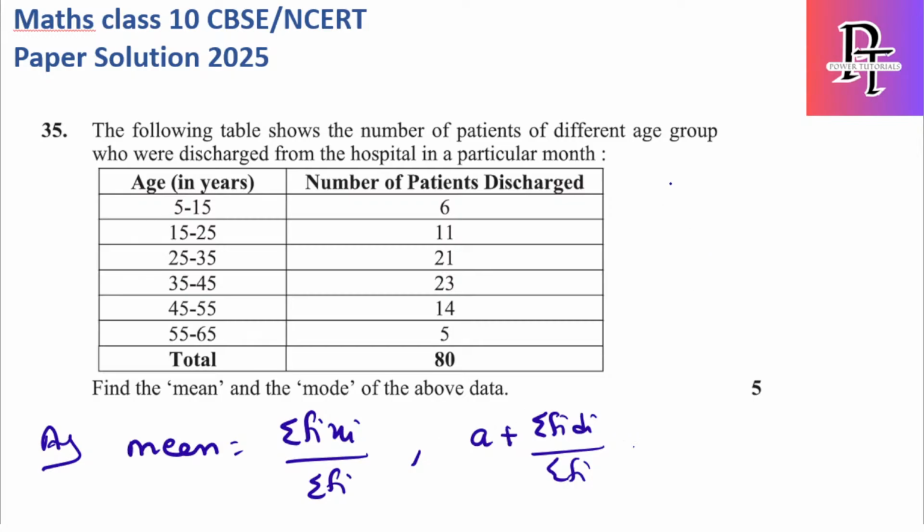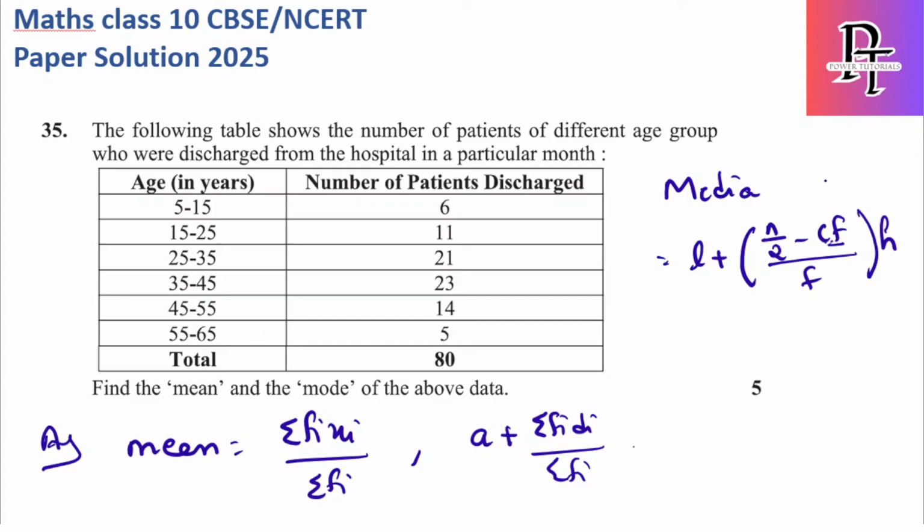For median, we have only one formula. For median, the formula is L plus (n by 2 minus Cf) by f into h, where Cf is the cumulative frequency preceding the median class. Always remember it's not just the cumulative frequency till the median class, it is the one above that, that is, preceding the median class. Okay, what about the mode formula?